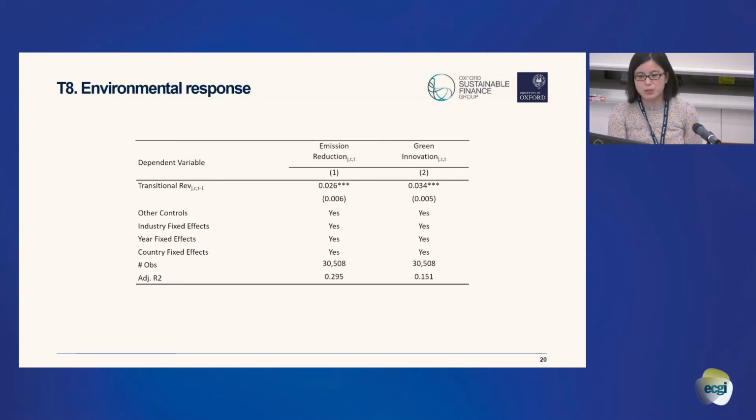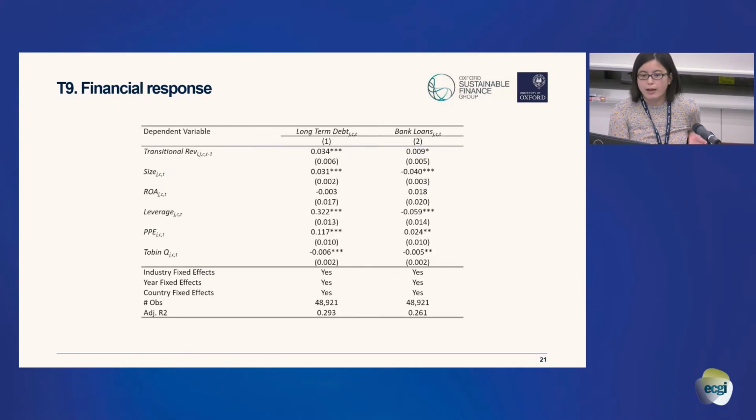We also checked the environmental response of the transitional revenue effect. We found that firms with more transitional revenue tend to have lower emissions and also more green innovation. This table shows our financial response, looking at whether the transitional revenue effect matters. We found that these firms tend to have more long-term loans, and they also tend to finance through bank loans.